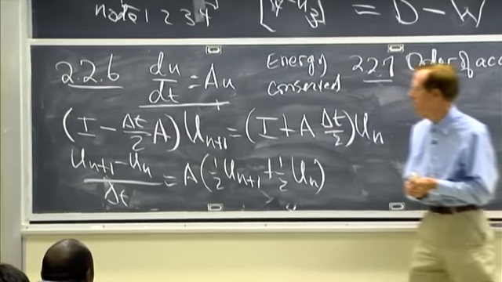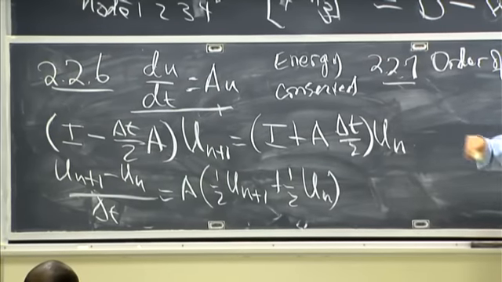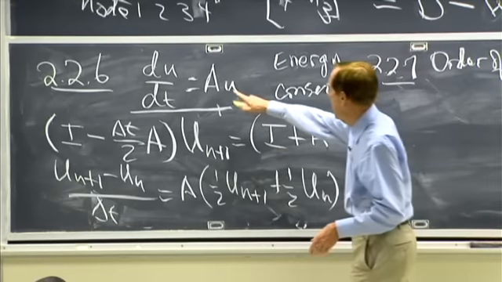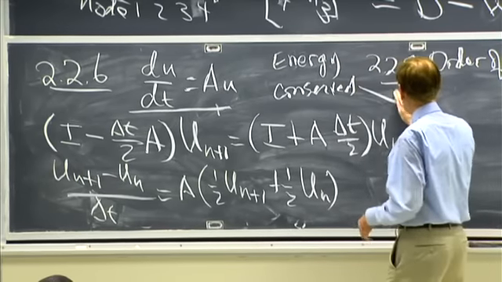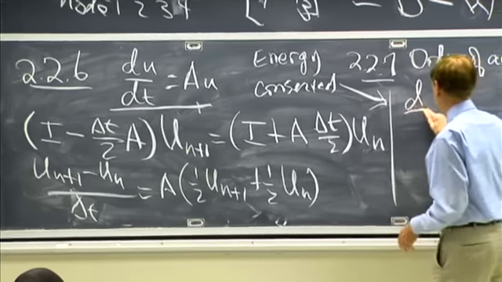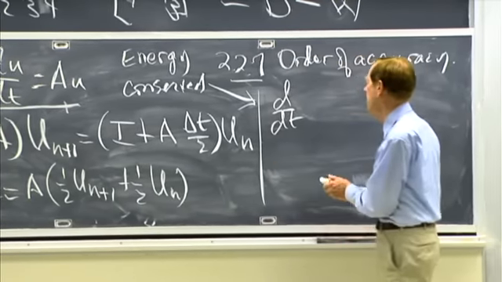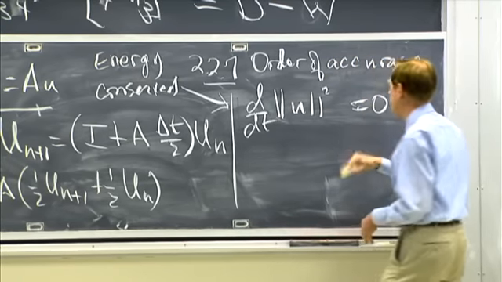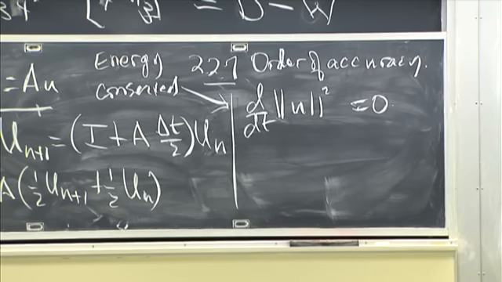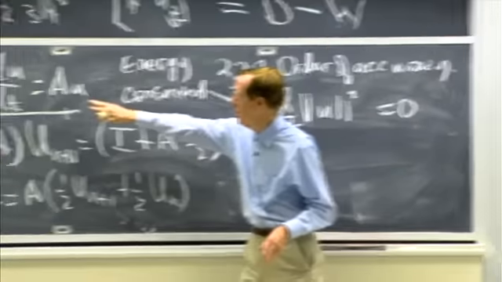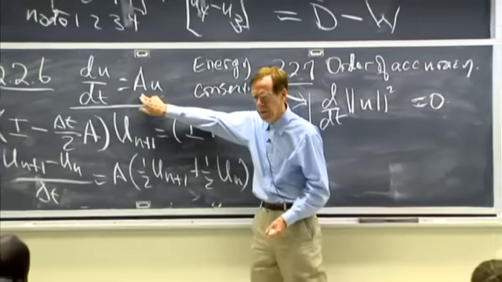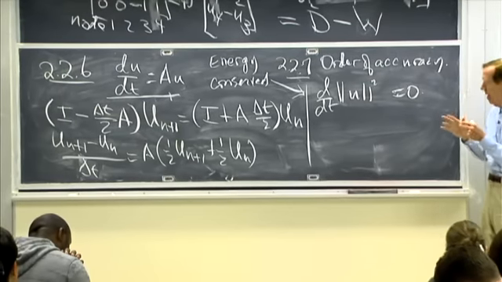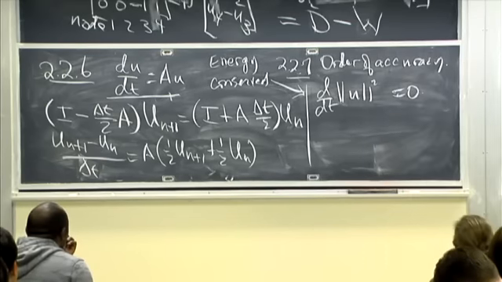First, the differential equation. By energy here, I just mean the length of u squared. So now I'm looking at energy conserved. I'm hoping energy conserved would mean that the derivative of u squared was zero. That's what conserving energy would mean. My question is, what's the condition on A? How would I recognize from this matrix A that I have this interesting property?